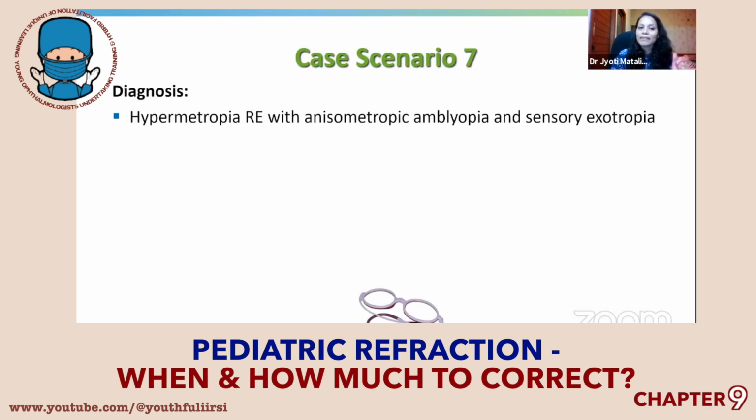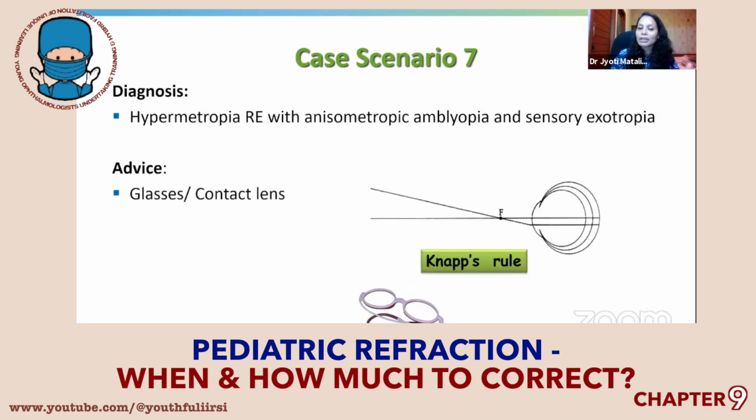And how do you advise? Give glasses or contact lenses. Now remember, if this is an axial-related problem, then glasses will work because according to Knapp's rule, the image size remains equal and the patient will be able to fuse well. But if it is related to any lenticular problem or a related issue, you may need to give a contact lens. You give patching for the left eye and review after 3 months to see if it tends to improve.